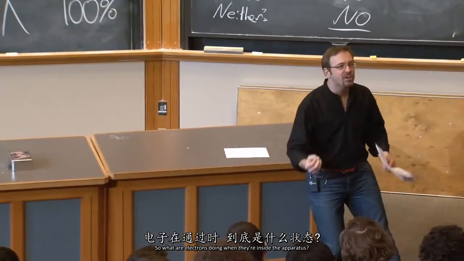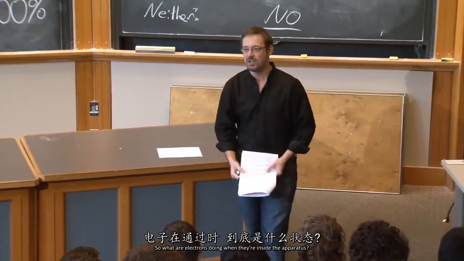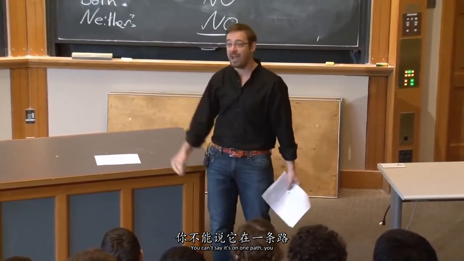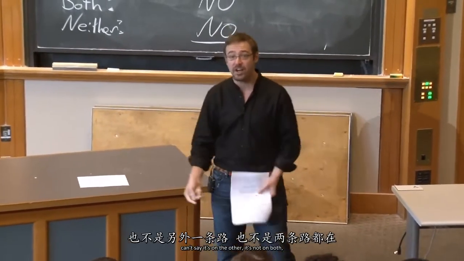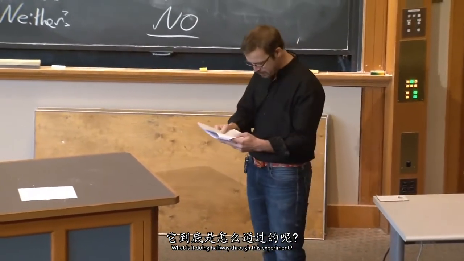So what are our electrons doing when they're inside the apparatus? How do you describe an electron inside the apparatus? You can't say it's on one path. You can't say it's on the other. It's not on both, and it's not on either. What is it doing halfway through this experiment?